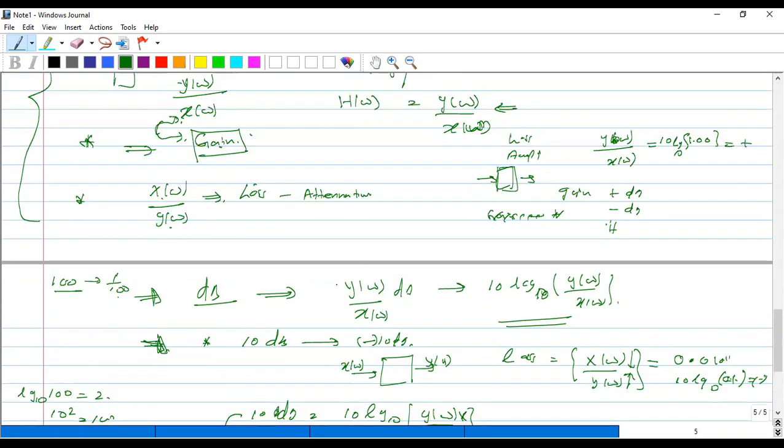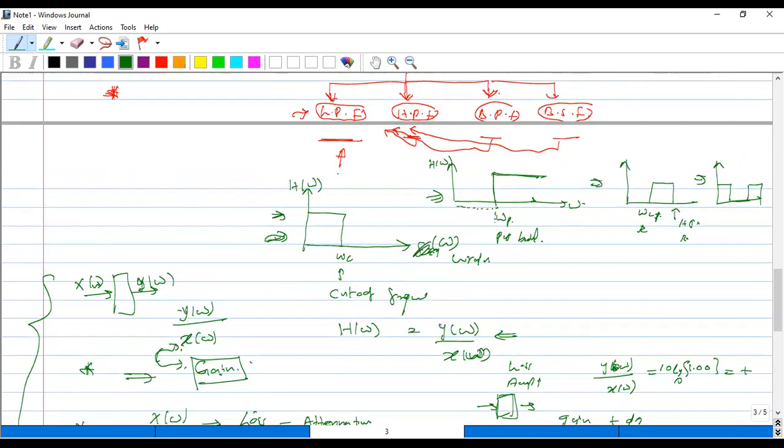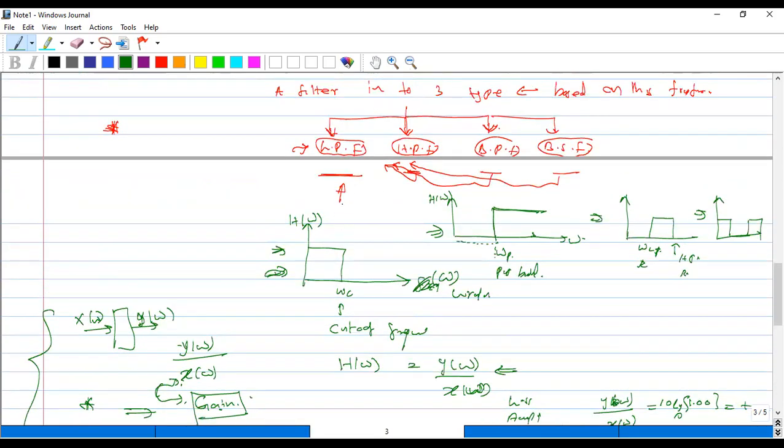What you should know is that based on the transfer function, we can divide filters into four types: low pass filter, high pass filter, band pass filter, and band stop filter. If you consider a low pass filter, here h omega is nothing but y omega divided by x omega. There should be a gain in the pass band, a plus gain value.